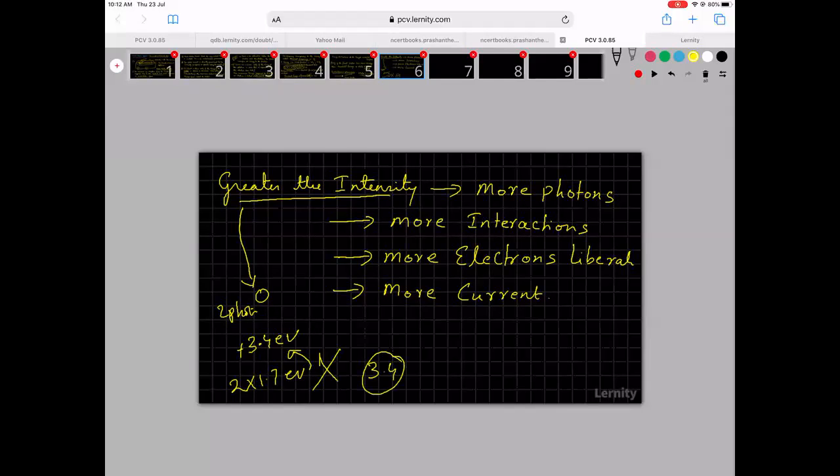That is why there is no time dependence. So this is where Einstein said that, look, light is behaving like a particle.